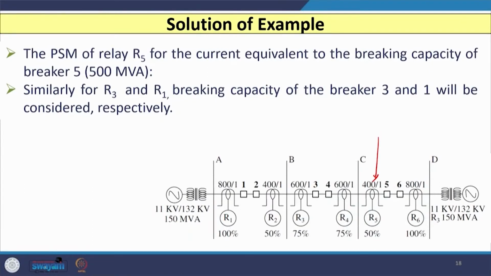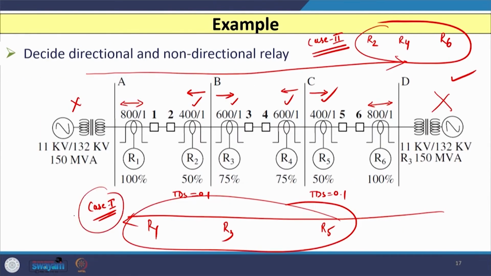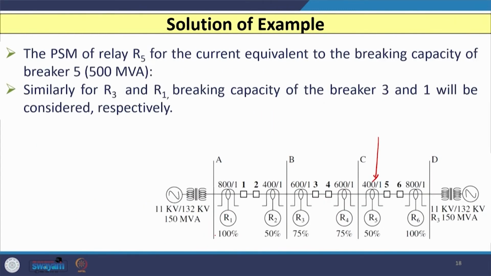Now, with this, let us first calculate the time dial setting of relay R4 or R3, let us say R3. So, we are considering case number 1, where the plug setting and time dial setting of relay R5 both are given, and we need to calculate the plug setting and time dial setting of R3 and R1. Although plug settings are given, we need to calculate the time dial setting. So, let us coordinate first relay R5 with relay R3.